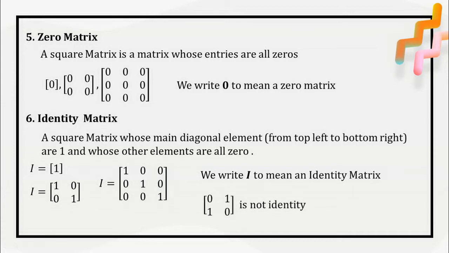Okay, don't confuse it with 0, 1, 1, 0. This one is not an identity matrix because, okay, there are two rules, right? The first rule, they need to have the same number of rows and columns. Okay, they have the same. But they don't have 1s from top left to bottom right. So this one is not identity.